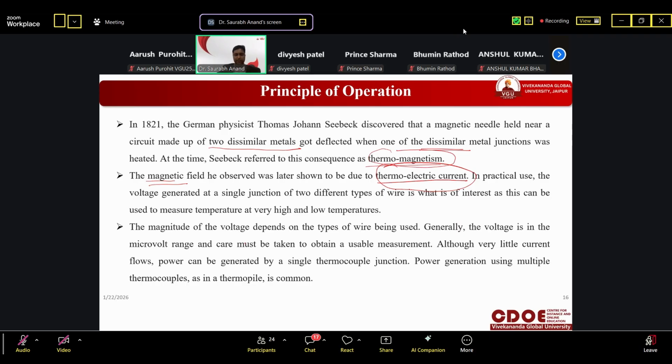Clear? The magnitude of the voltage shown in the meter depends upon the type of wire being used, meaning which material we are using there. Depending upon that, the magnitude may vary. Suppose I have one type of thermocouple, or any other person has a different one. There may be a difference, because the metal we are using as wires may be different, due to which the value may vary.